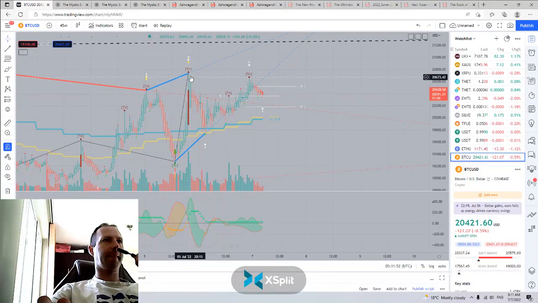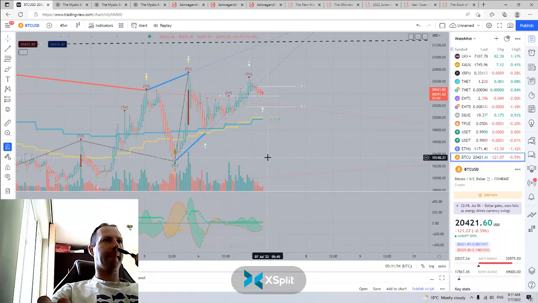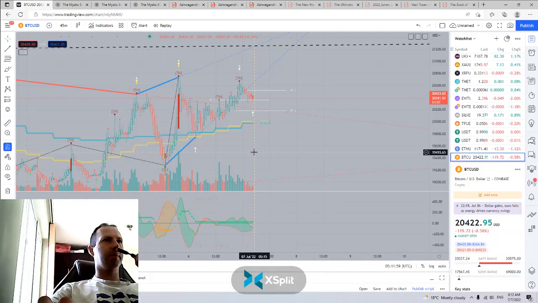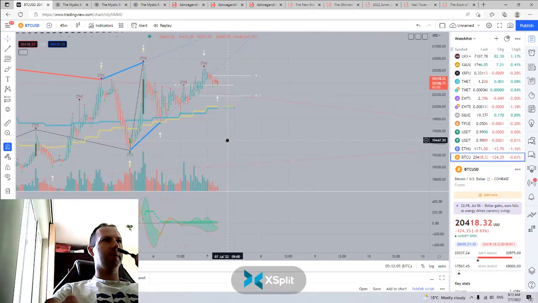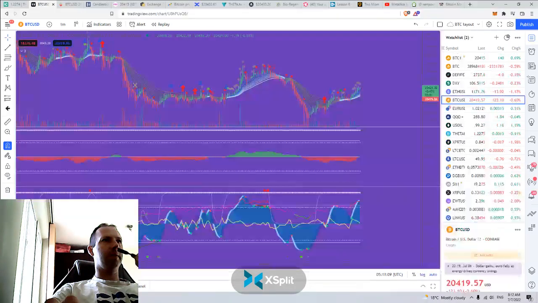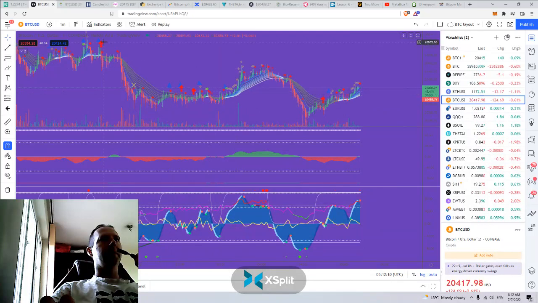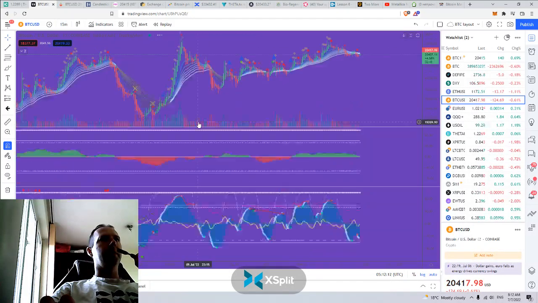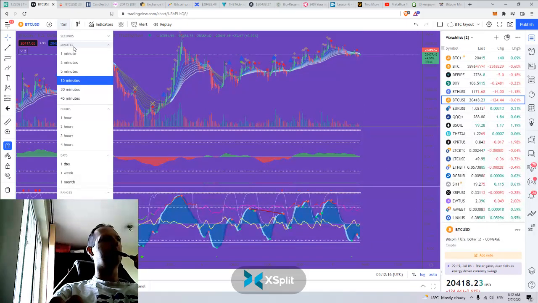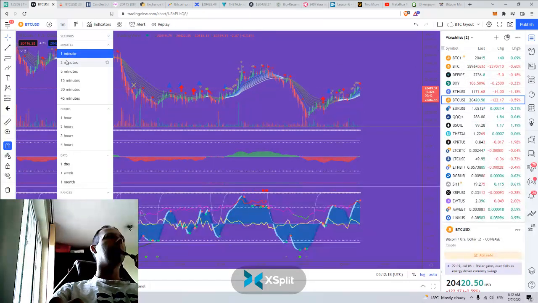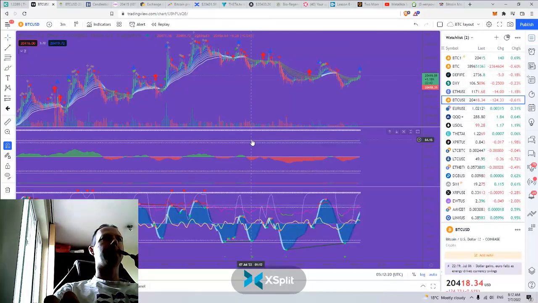It's very probable that this is the high here and we're going down. Okay, we'll see. On the 1 minute maybe I can short, but on the 15 it's not looking good, so I'll wait some more, most probably.